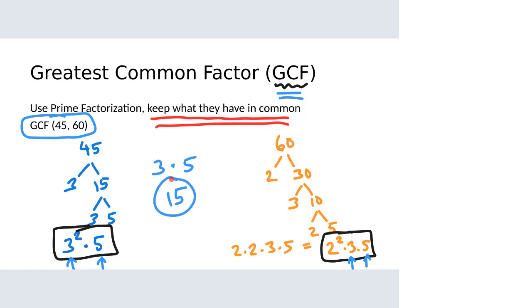Keep in mind, yes, I use this 5, and yes, I use this 5. There's only one 5 in this prime factorization. There's only one 5 in this prime factorization. So when I go to find the greatest common factor, I only use one 5, because what they have in common is one 5. Let me know if you have any questions on that before I have you try one.